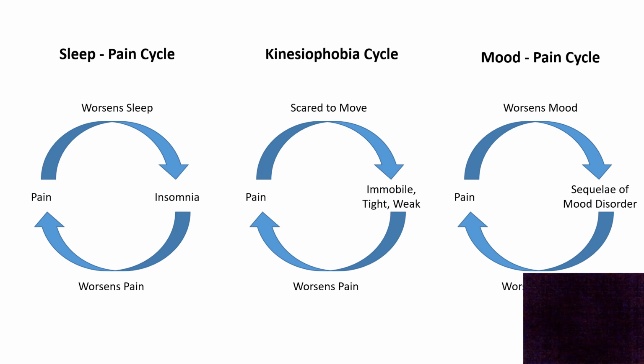We also talked about the mood pain cycle. There's a process in your brain called descending inhibition, which means descending coming from top down or brain down. Inhibition is inhibiting pain. And so the portions of your brain responsible for doing this are actually dysfunctional when you have poorly controlled depression, anxiety, or PTSD.